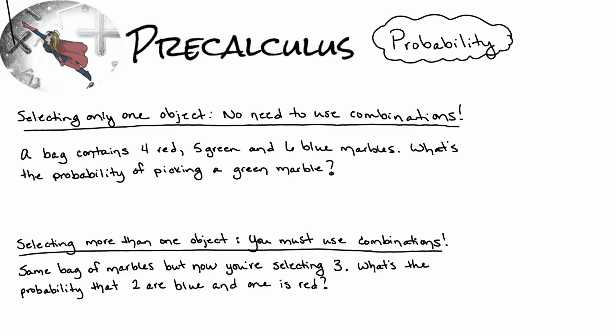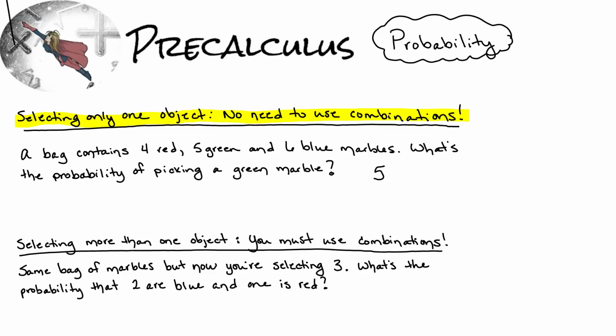So in my first example, I have written that if you're selecting only one object in a certain scenario, there is no need to use combinations. So for example, in our first problem, it says a bag contains 4 red, 5 green, and 6 blue marbles. What is the probability of picking a green marble? Since all you're picking is one marble, and you want to know the chance that it's green, we do not need to use combinations. We just need to show that there are 5 green marbles in the bag.